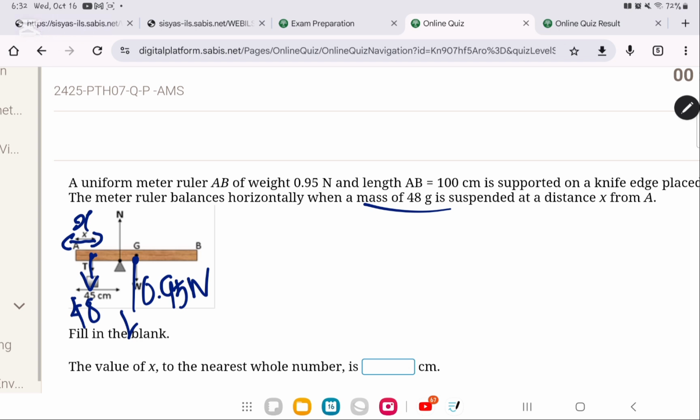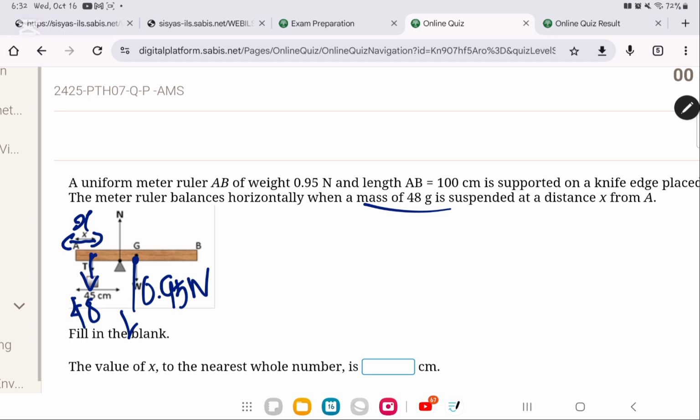But us, we know what? We know that they put a knife at the distance 45 centimeters away from point A. And when they put it there, the ruler balanced, meaning with the additional weight, we moved the knife closer to A, and then it balanced.